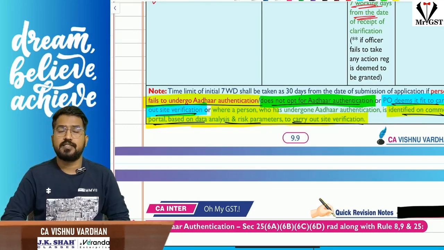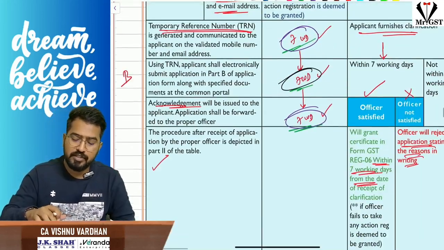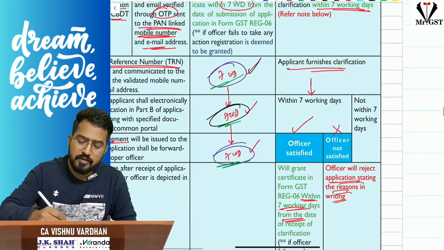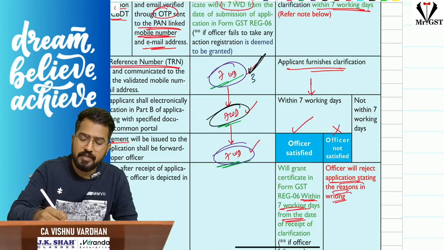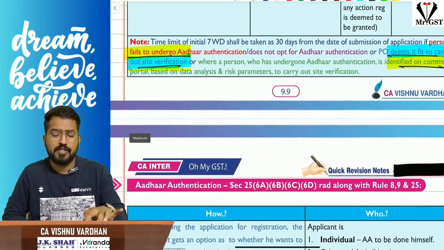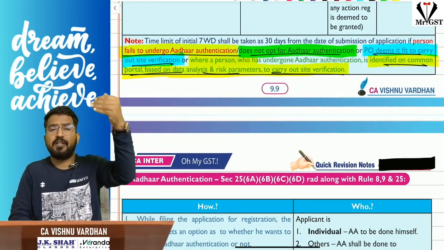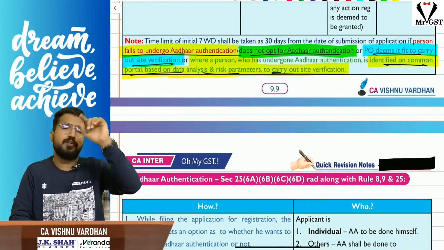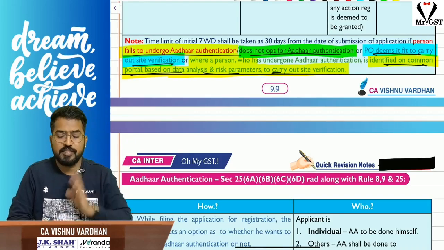In these cases, the starting step, which was 7 working days, will become 30 days, because in all these 4 cases the department will carry out the physical verification of your premises and submit the report to the higher officials, and that person will process your application. So that is what it is all about.